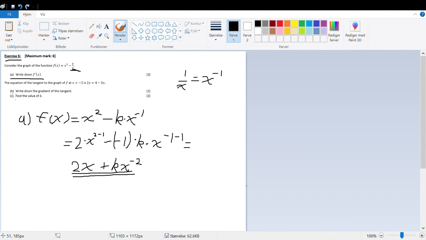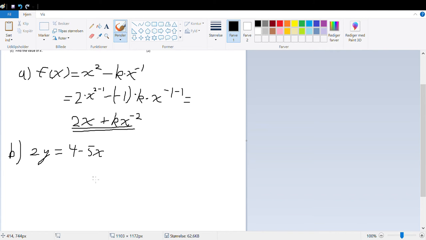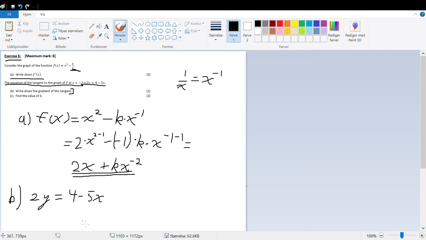So next one. The equation of the tangent to the graph of f at x equals minus 2 is 2y equals 4 minus 5x. Right. First off, we get a question. Write down the gradient of this tangent. So it tells us that the equation is 2y equals 4 minus 5x. So my question to you is, what is the gradient? And that is also the question that the question asks.